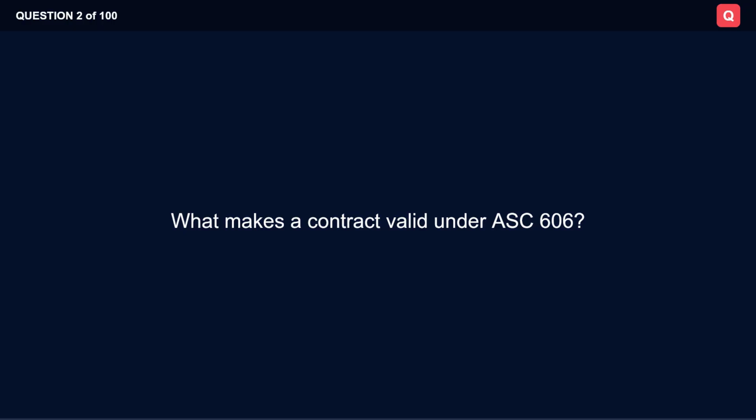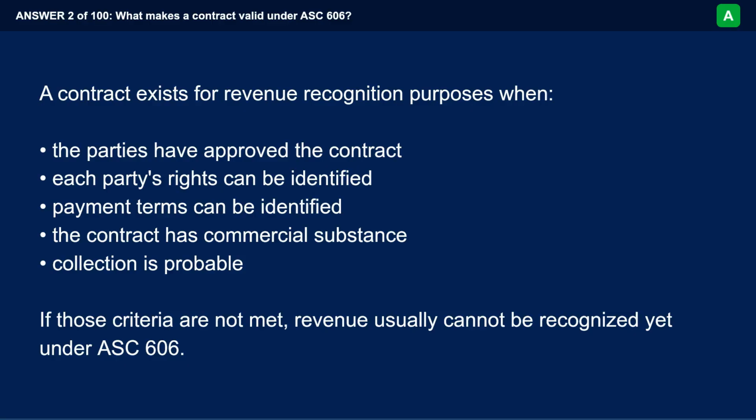What makes a contract valid under ASC 606? A contract exists for revenue recognition purposes when the parties have approved the contract, each party's rights can be identified, payment terms can be identified, the contract has commercial substance, and collection is probable. If those criteria are not met, revenue usually cannot be recognized yet under ASC 606.